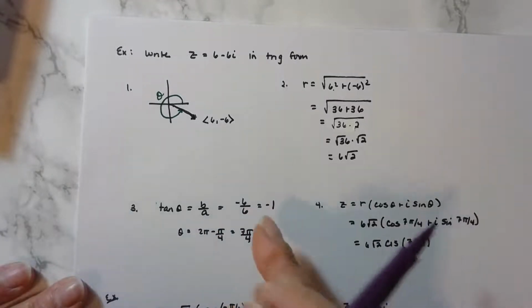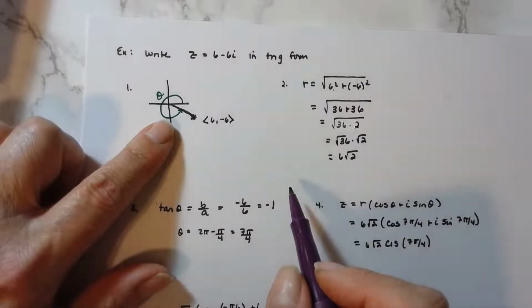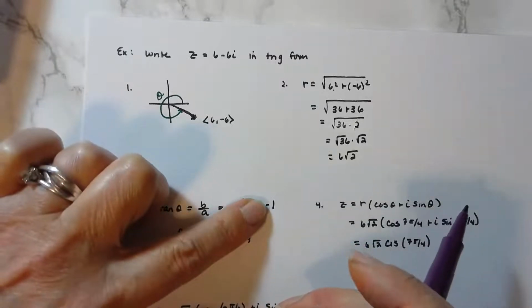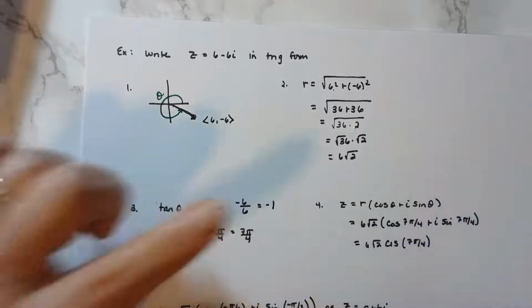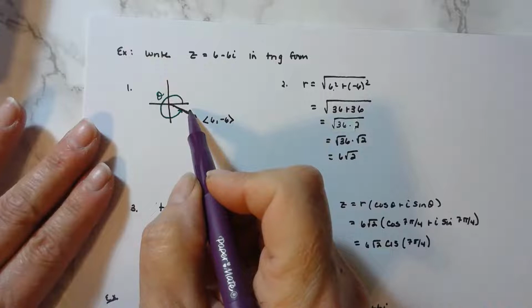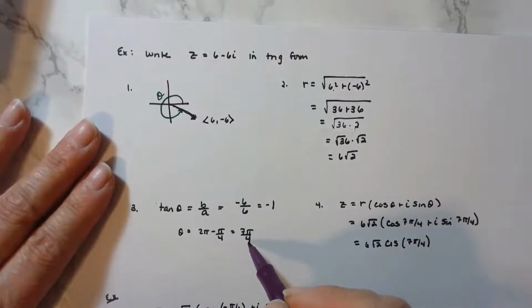Now again, if you forget about the negative sign here for a minute, the tangent will be negative, by the way, in quadrant 4 because the cosine is positive and the sine is negative. But if you can think of a quadrant 1 angle where the tangent equals 1, that's at pi over 4. I need to be in quadrant 4, so I need to subtract pi over 4 from 2 pi, which will give me 7 pi over 4. Okay? I have my argument.